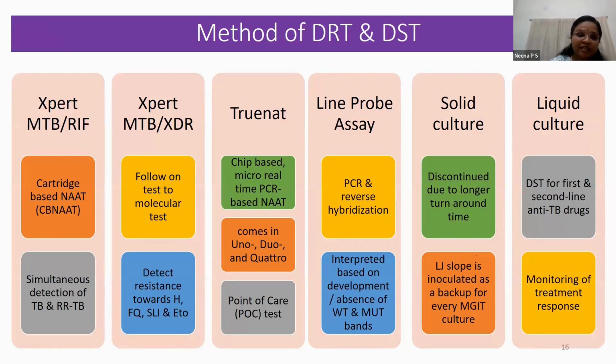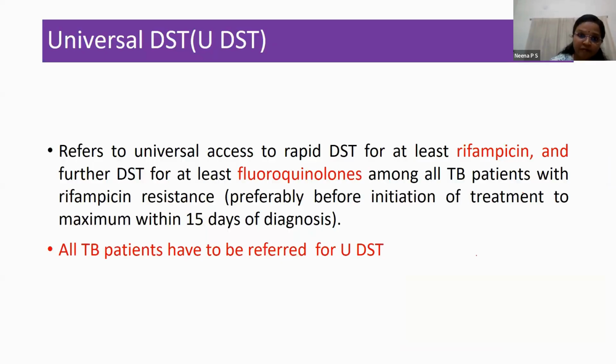Additionally, you have the Xpert XDR. Right now, it is not available in the program, but maybe it will come in the near future, with which we can know the additional resistance status of INH, fluoroquinolone, second line injectables, and ethionamide in a single test. There is also the line probe assay in our IRLs, which supports the diagnosis of INH and RIF resistance, and solid culture and liquid culture for difficult cases as well as the follow-up of drug-resistant TB patients. All this was discussed in the previous session by Dr. Chitra, so I am rushing through the slides.